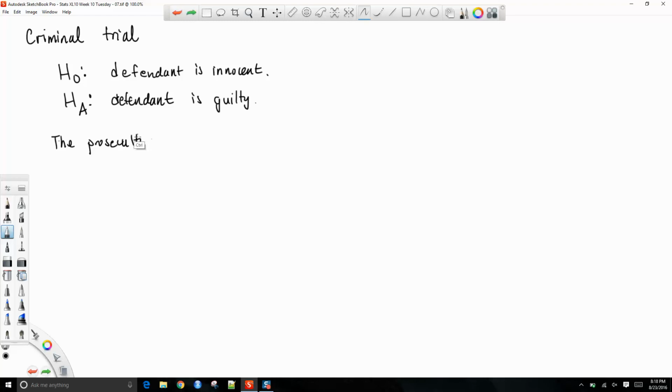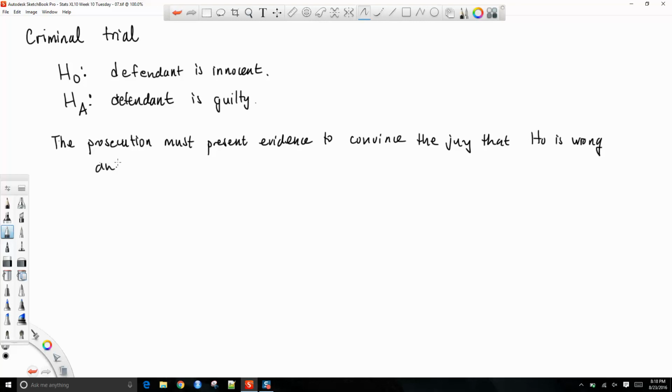So the prosecution must present evidence to convince the jury that the null hypothesis is wrong, and that the alternative is true. Okay? And if the prosecution does not present enough evidence, then what does the jury decide?